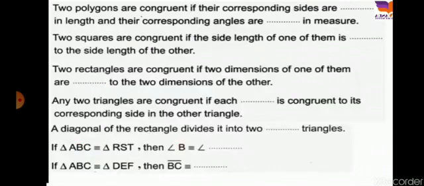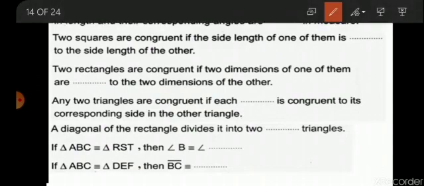Okay, the questions can be complete questions. Two polygons are congruent if their corresponding sides are, excellent, equal in length and their corresponding angles are equal in measure. Okay. Two squares are congruent if the side length of one of them is equal. Okay. Two rectangles are congruent if two dimensions of one of them are, excellent, equal again.